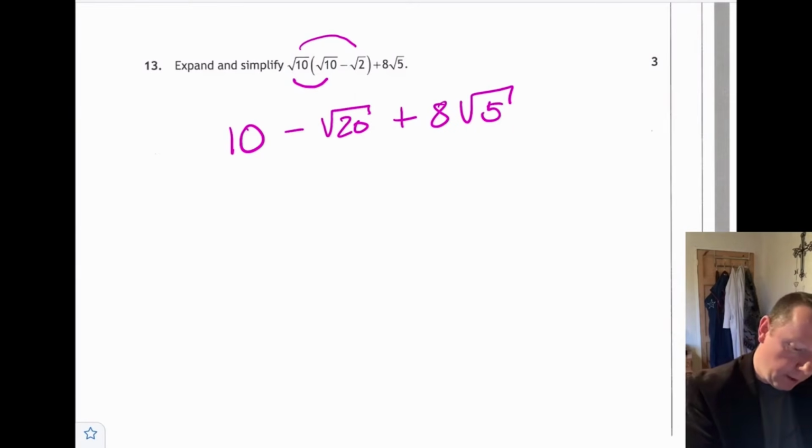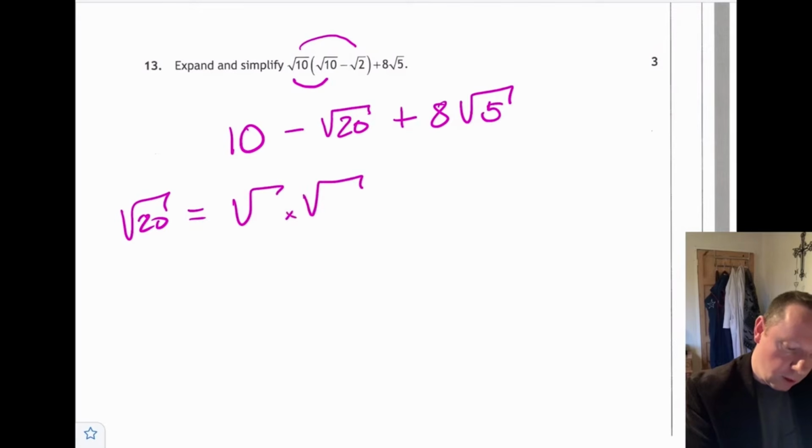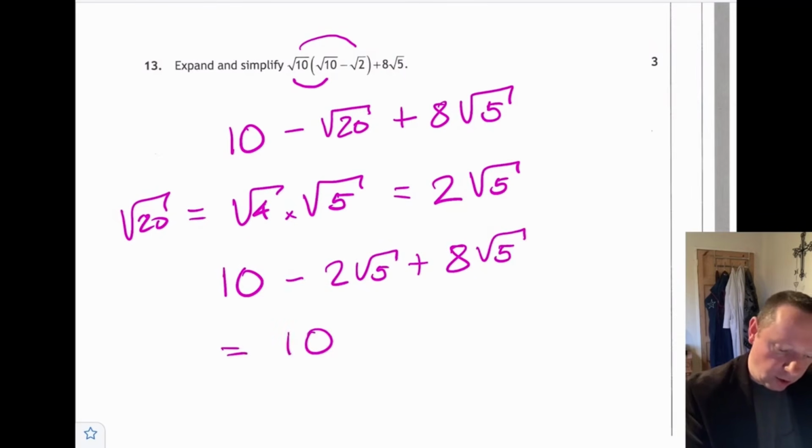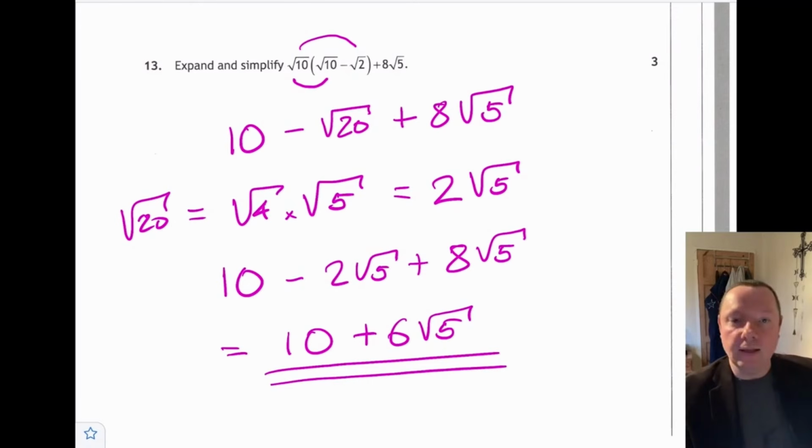Let's just check. Root 20 equals root, well, 4 is a square number times 5. So that gives me 2 for the square root of 4, root 5. So I can rewrite my problem as 10 minus 2 root 5 plus 8 root 5, which equals 10. 8 minus 2 is 6, so plus 6 root 5. And we're done. Can't add the 10 and the 6 root 5 because they're different from each other. One's a whole number, one's got a root in it.